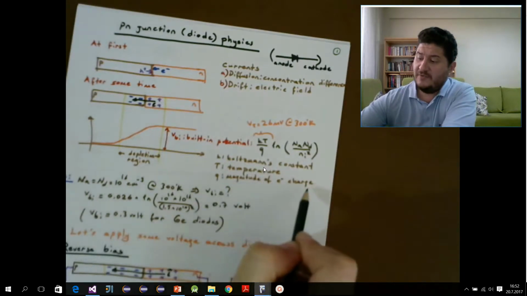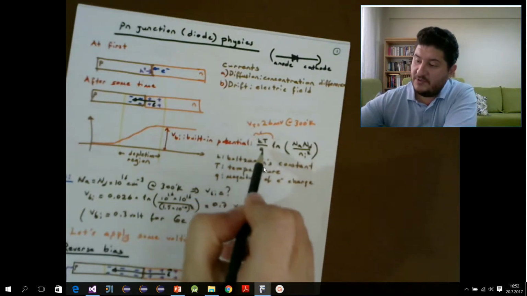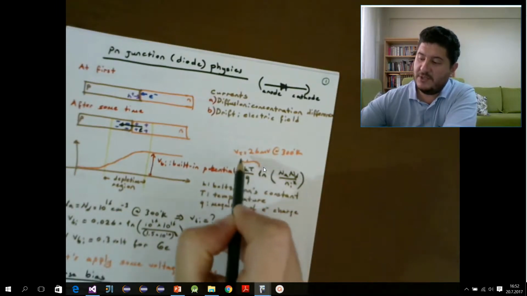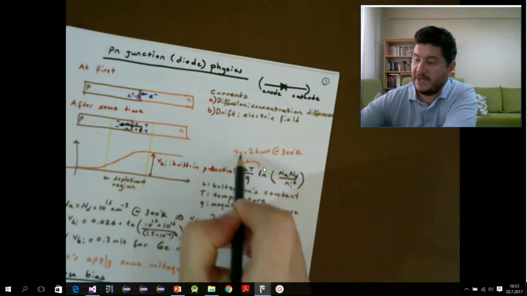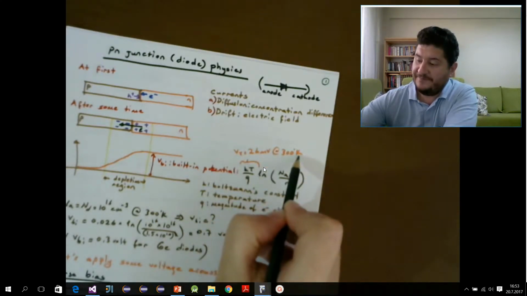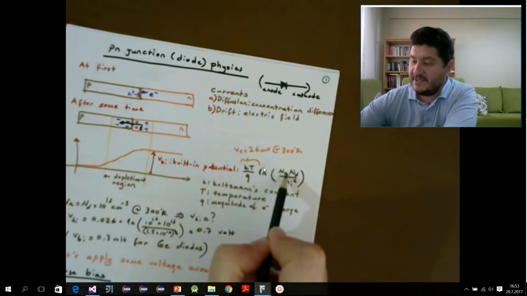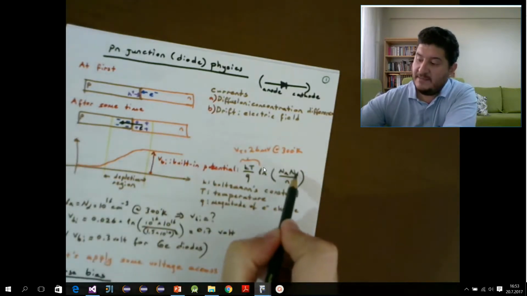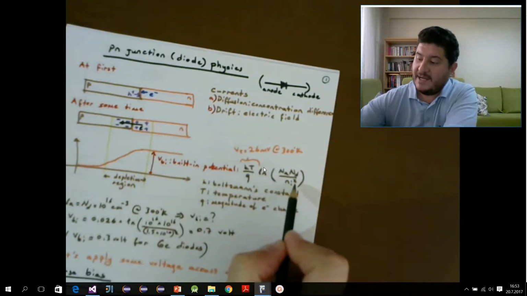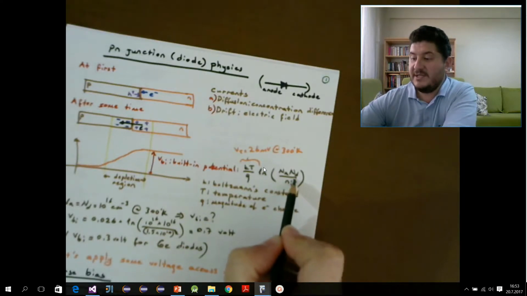q is the magnitude of electron charge. So that's a constant number. So kT over q only depends on the temperature. It's called Vt. kT over q is called Vt, the thermal voltage, which is roughly equal to 26 millivolts at 300 kelvin. Now, ln of Na, the number of acceptors in the P side, Nd, the number of donors of electrons in the N side. Ni squared is the number of free electrons and free holes in the intrinsic silicon semiconductor.